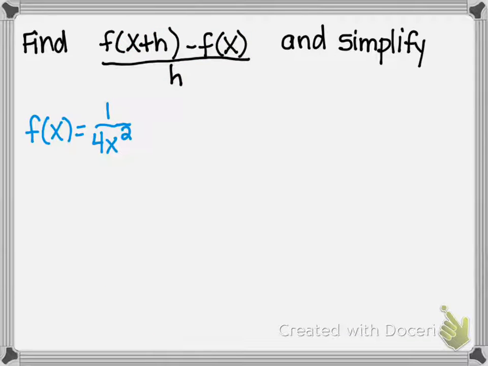And the last one. So I have f of x equals 1 over 4x squared. So again, I'm going to start out. I'm going to plug in x plus h. So in the parentheses, I have x plus h minus 1 over 4x squared.